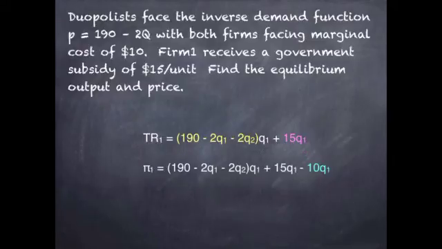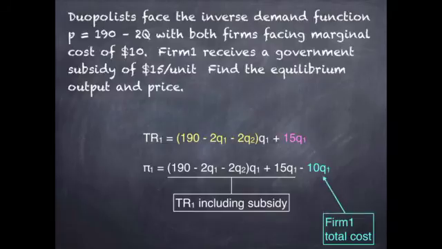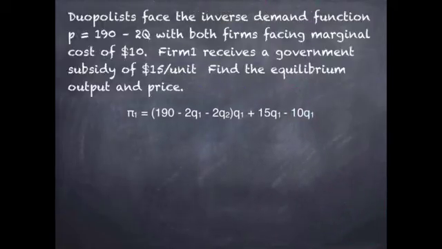If we want to have the profit function, what we end up doing is we take total revenue, which we have above there, and we take off total cost. Total cost is going to be equal to 10, which is the marginal cost, multiplied by the output of the firm. So we have total revenue on the left there in the white, and total cost on the right-hand side in that greenish color. That is the profit function of firm 1.